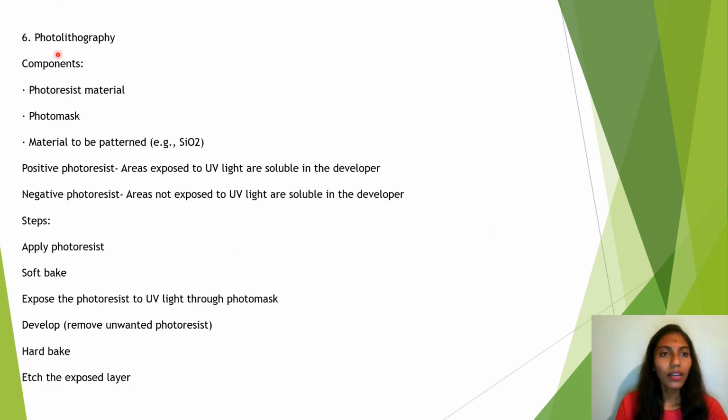And the sixth step is photolithography. Components used here are photoresist material, photomask, and the material to be patterned. Positive photoresist means areas exposed to the UV light are soluble in the developer. Negative photoresist: areas not exposed to UV light are soluble in the developer. Steps are apply the photoresist, soft bake, expose the photoresist to the UV light through the photomask, develop or remove the unwanted photoresist, hard bake, and etch the exposed layer.